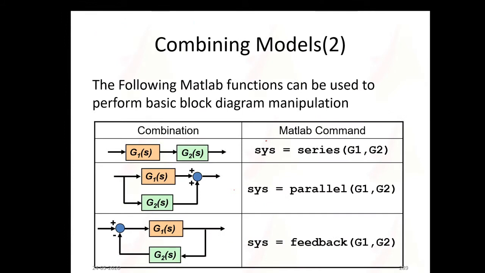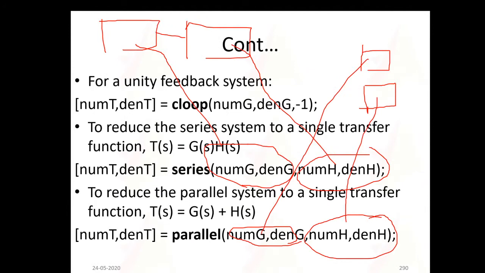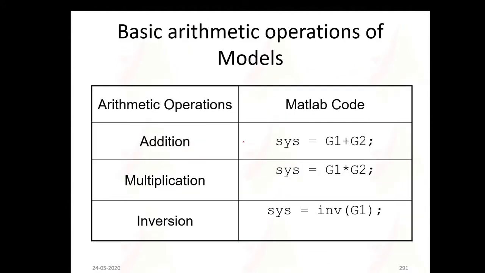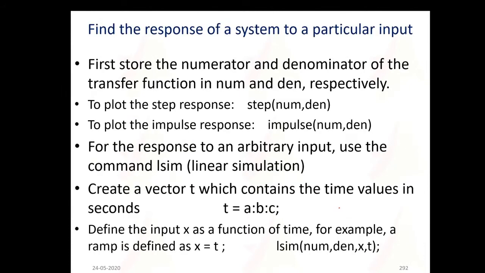How to make it, combining the models by using the series command, parallel command, feedback, C loop, etc. If it is unity, you have to do this one. Then basic operations for the transfer function. Okay, sir, why are you repeating this one? Already we discussed some basic operations. Here I am talking about the transfer function, continuous or discrete. I have to make it a single system. So for a single system, G1 plus G2 is the addition, multiplication. If you want to do the inversion, you can do it.